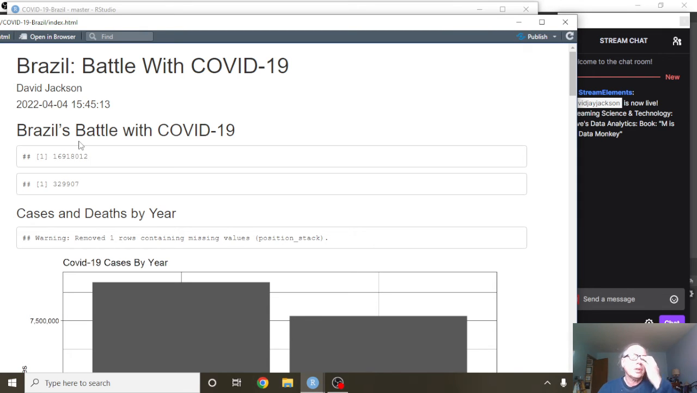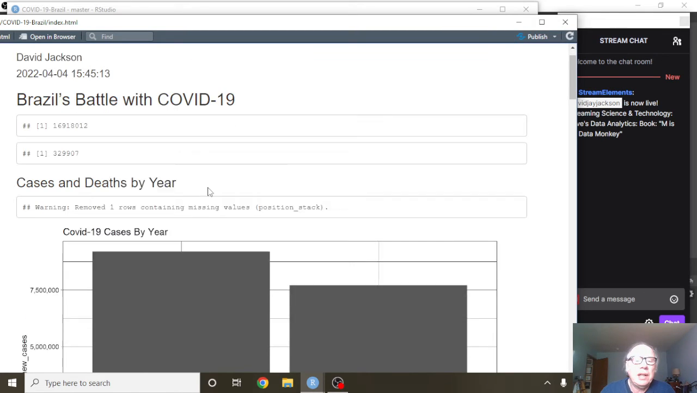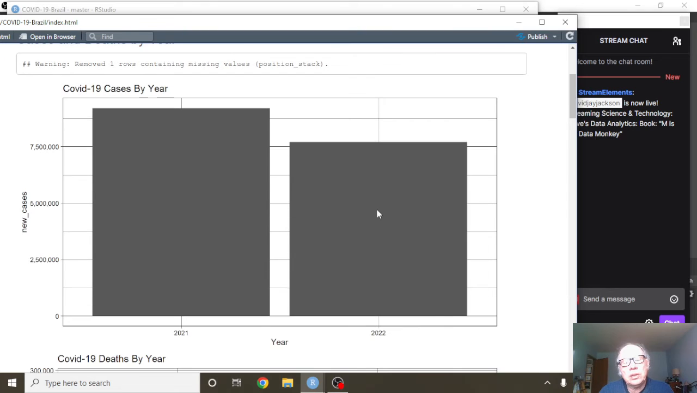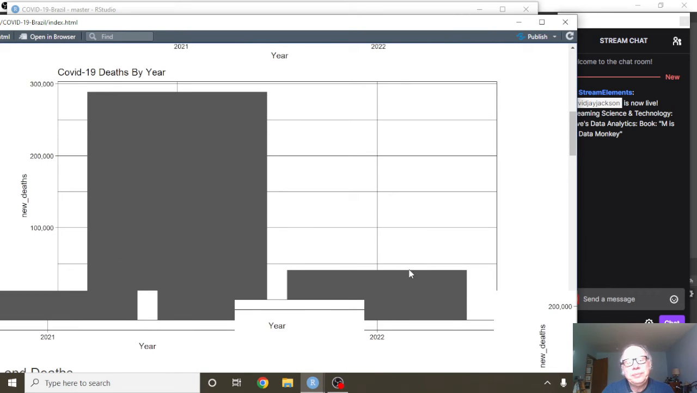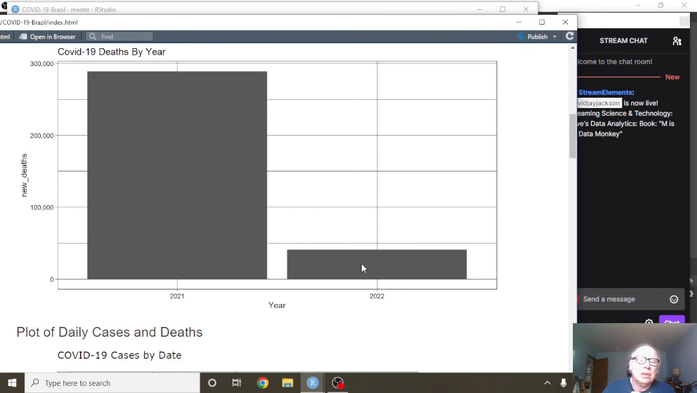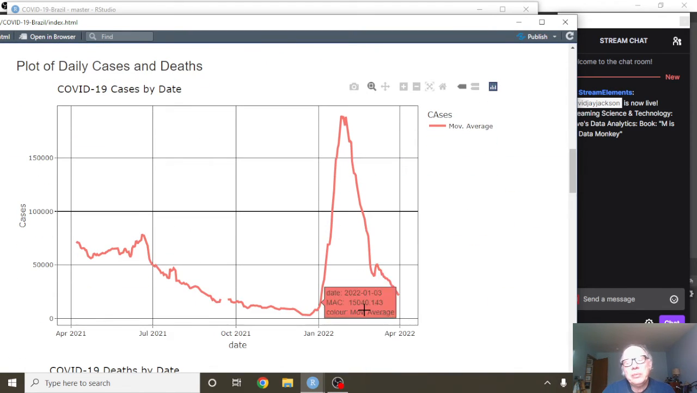So we can see here, Brazil, for the previous 365 days, you had 16.9 million cases, 329,907 deaths. The good news so far is that your 2022 cases have not caught the 2021 cases, even for the first quarter. So your deaths for 2022 have not come close to catching 2021 total deaths at this point.